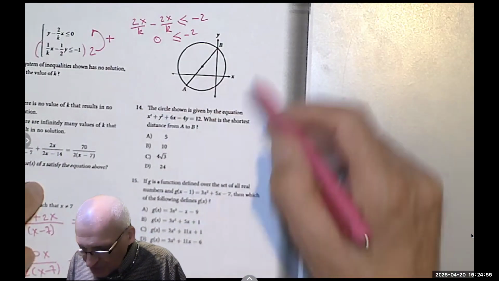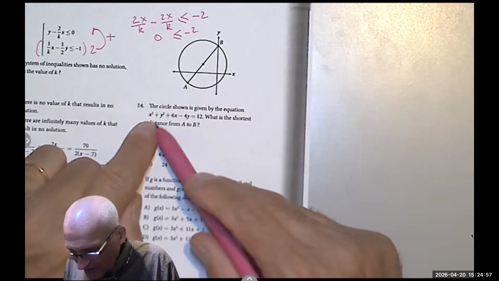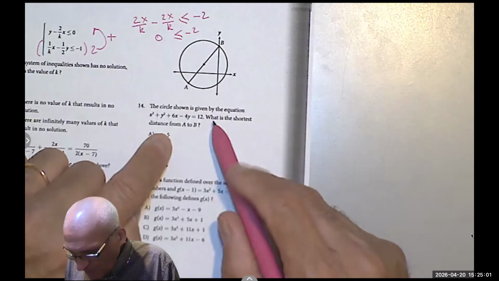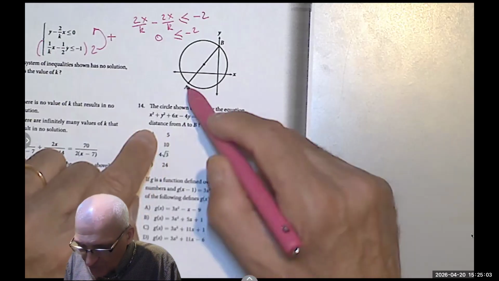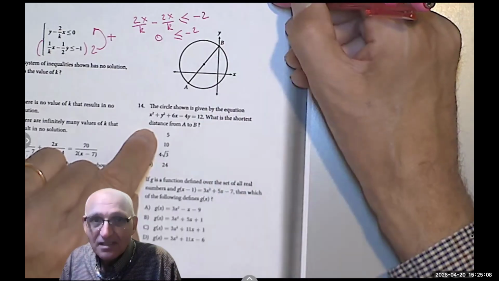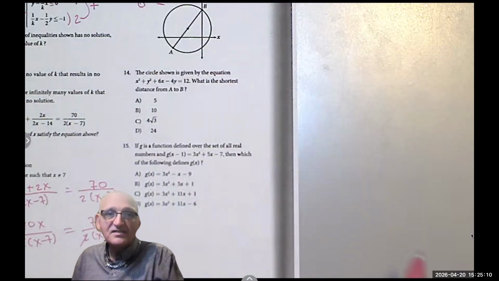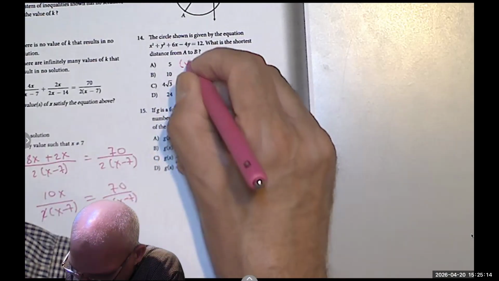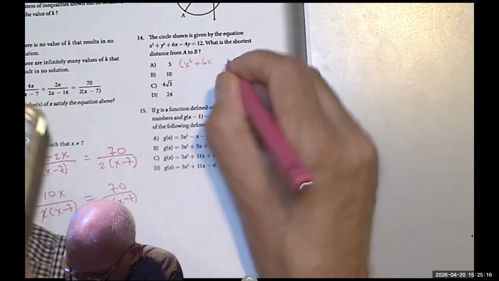The circle shown is given by the equation x squared plus y squared plus 6x minus 4y equals 12. What is the shortest distance from A to B? Of course, the shortest distance is not that, it's the diameter, right? So we have to find the equation of this circle. How do we do it? We complete the squares.